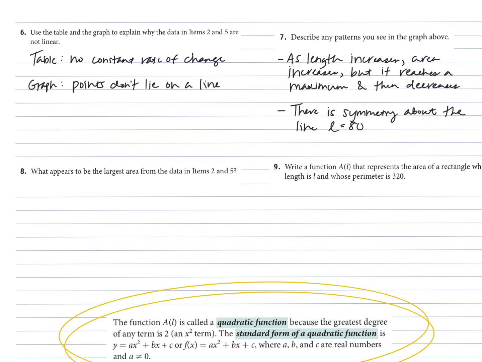Two points that I may note are, as the length increases, the area increases, but then it reaches a maximum and decreases. That's very similar to what we saw on the table. Something else we notice is there is symmetry about the line that goes through that maximum point. If it's a vertical line, it's usually written as x equals that number. But in this case, since our input wasn't x, it was L, I wrote it as L equals 80. You could have said a couple more things, but those were 2 of the big ideas that maybe we haven't pointed out just yet. Let's go ahead and look at number 8.